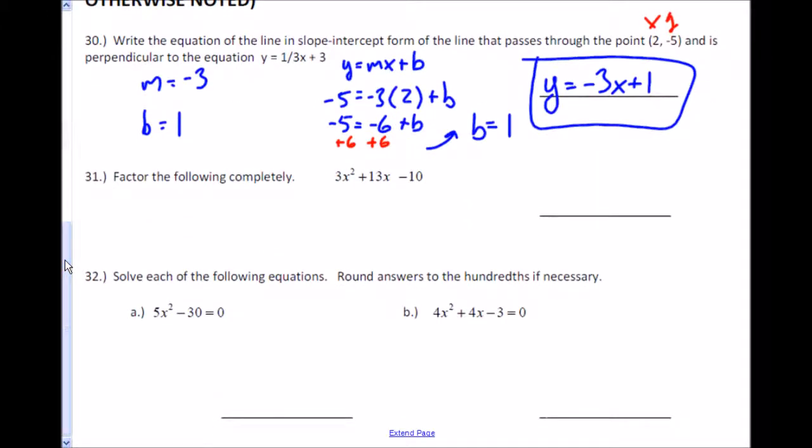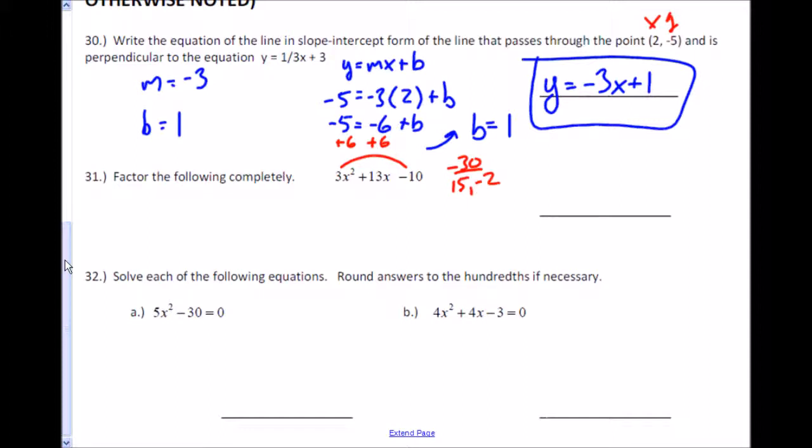Number 31, it asked me to factor this completely. And right away, I don't see any greatest common factors, so I'm going to go right to building a bridge. That gives me a -30. So the two numbers that multiply to -30 but add to 13 are going to be -2 and +15. So I'll say 15 and -2.